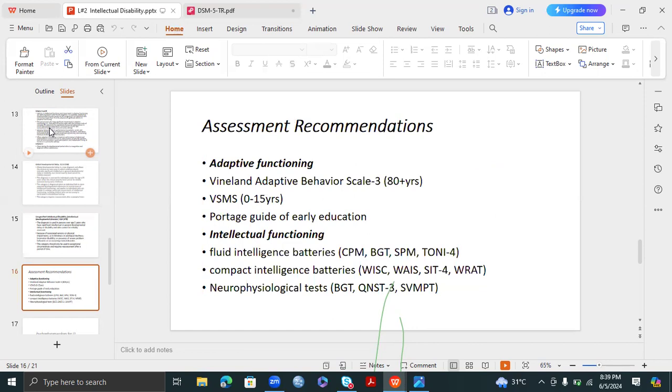Then here come certain assessment recommendations. Let's just begin from here.